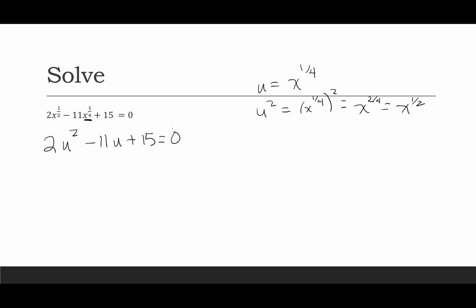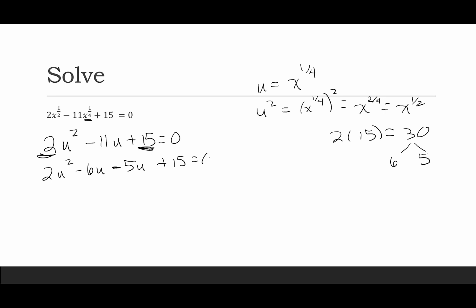Let's go back to the AC method where we take the coefficient of my first term, I multiply it by my constant term, so 2 times 15 is 30. I'm looking at factors of 30 that get me to 11. That would be 6 and 5. So I have 2u squared minus 6u minus 5u plus 15 equals 0.